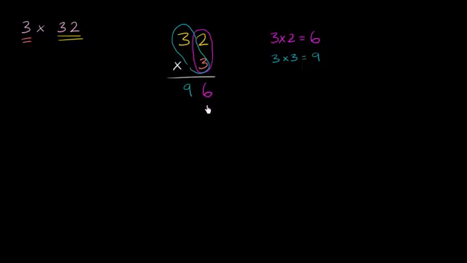And I really encourage you to think about why this worked. I'll give you a little bit of a hint about why this worked. Remember, 3 times 32 is the same thing as 3 times 30 plus 3 times 2. And if you look at it that way, that's essentially what this process did. We did 3 times 2 is 6. 3 times 30 is 90. You add them together, you get 90 plus 6 is 96.